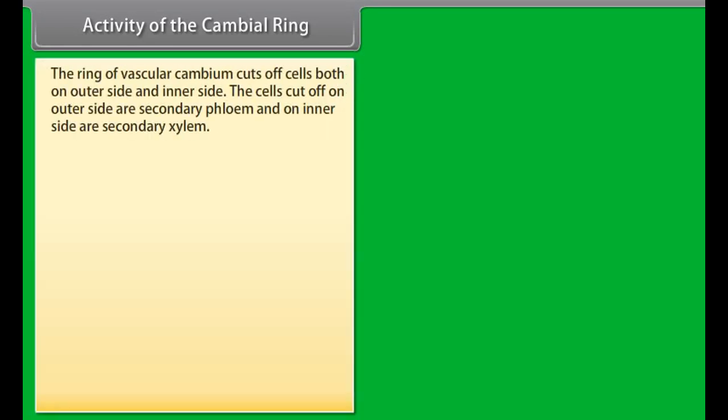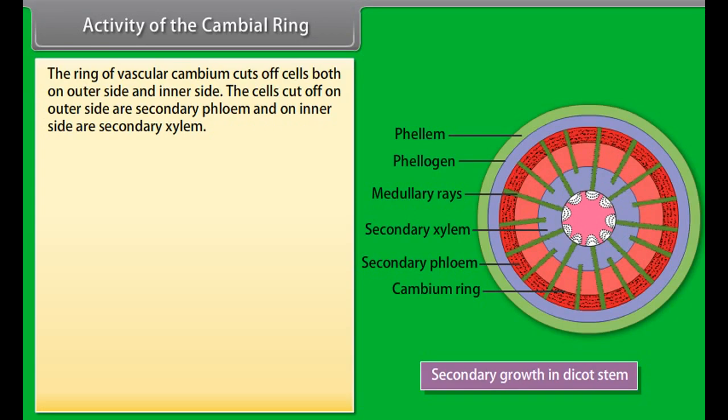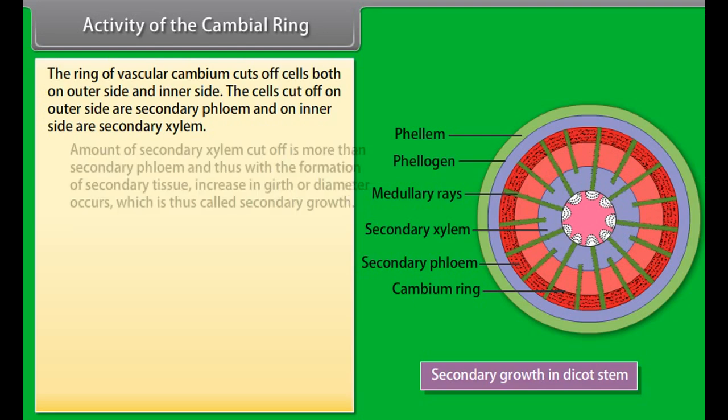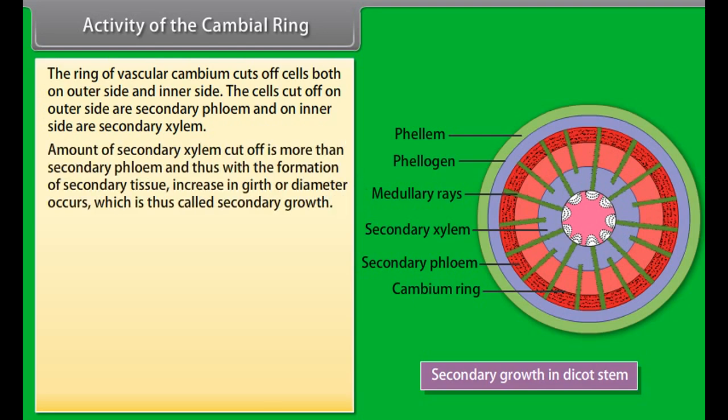Activity of the cambial ring. The ring of vascular cambium cuts off cells both on outer side and inner side. The cells cut off on outer side are secondary phloem and on inner side are secondary xylem. Amount of secondary xylem cut off is more than secondary phloem, and thus with the formation of secondary tissue, increase in girth or diameter occurs, which is thus called secondary growth.